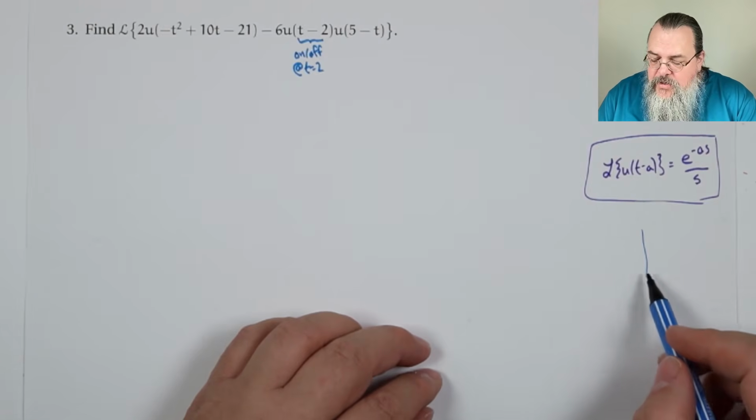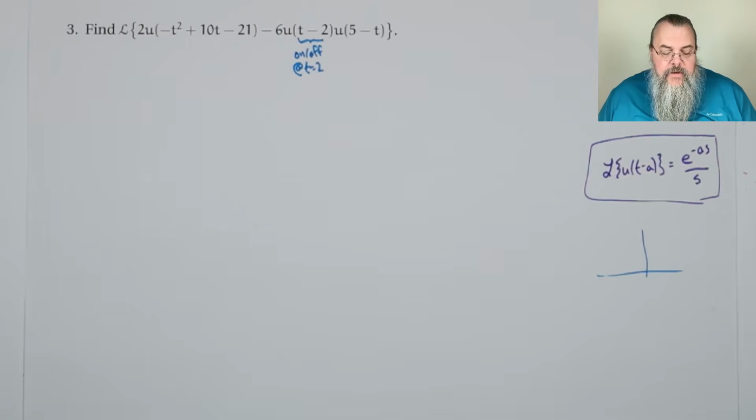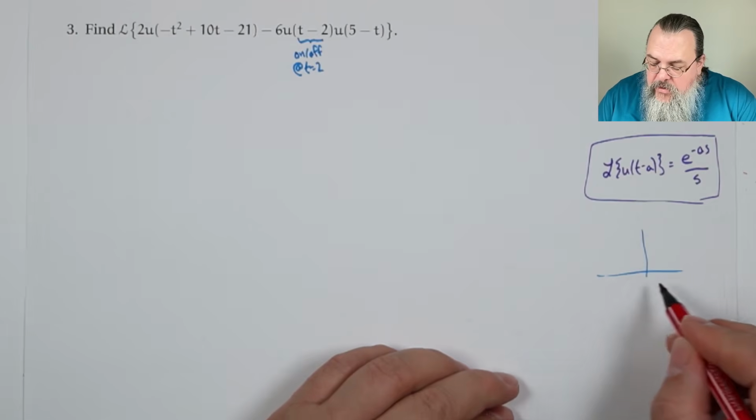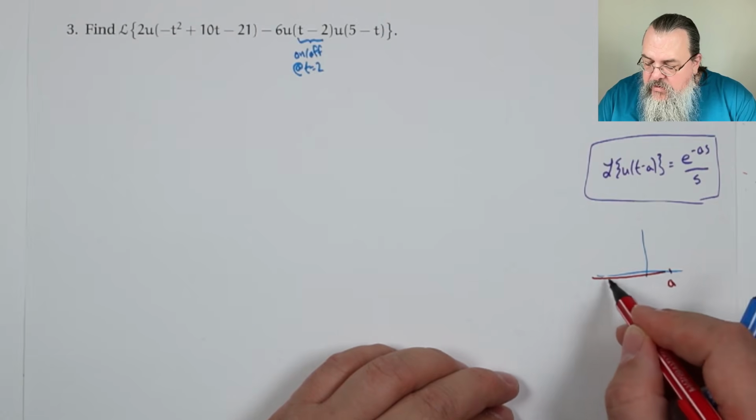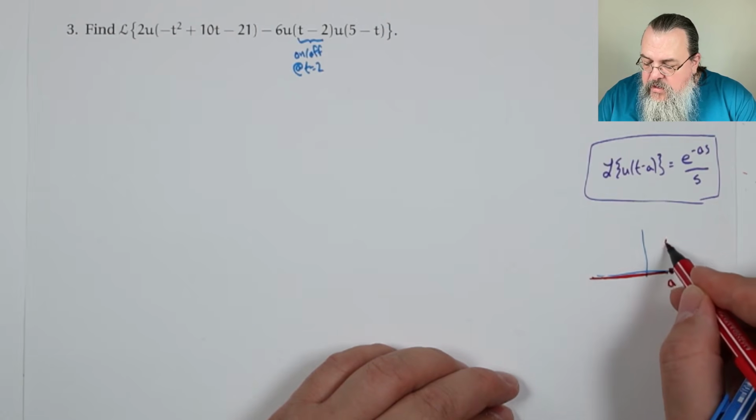Because if we were to graph our u of t function, I'll just graph u of t minus a. So here's a. So you're 0, and then you're 1.